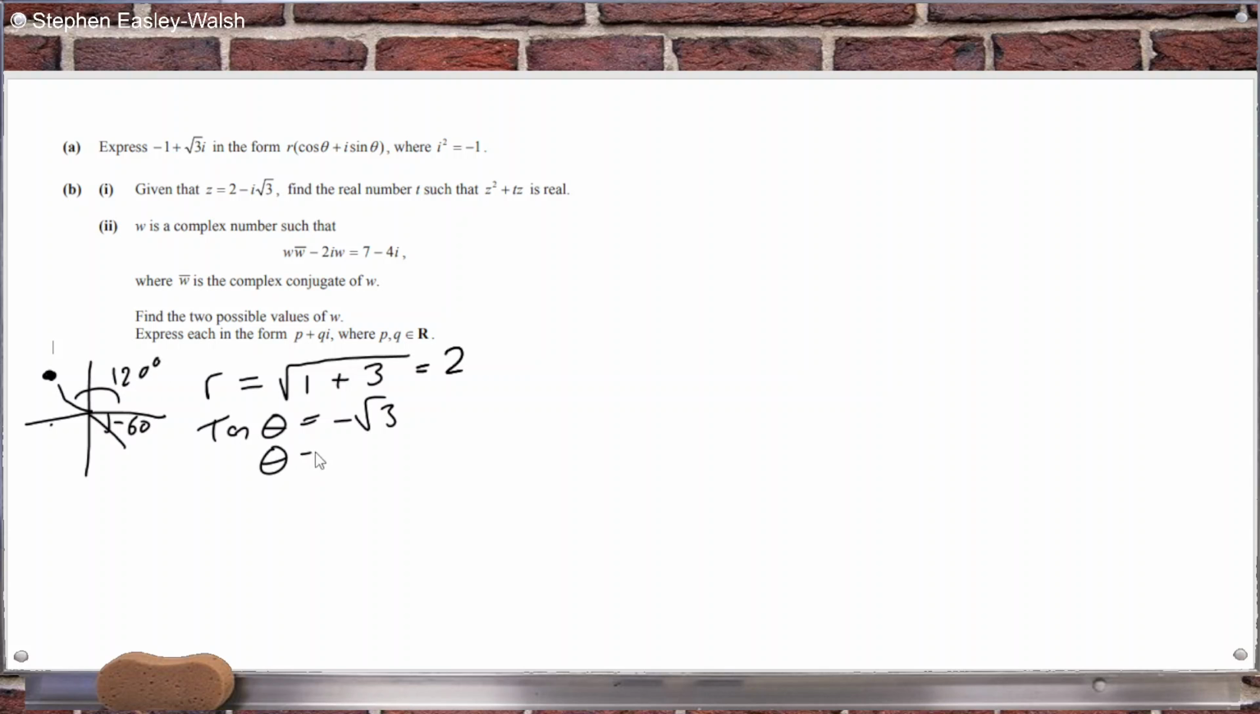So theta is 120. So the answer is 2 cos 120 plus i sine 120. That's the first part done. Okay, that's A. B.